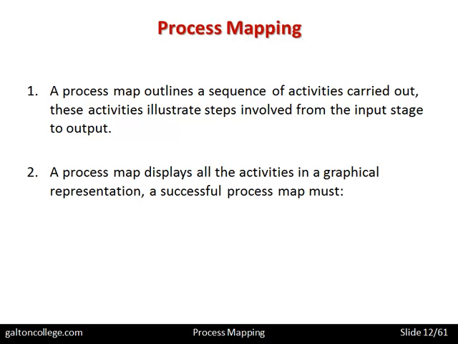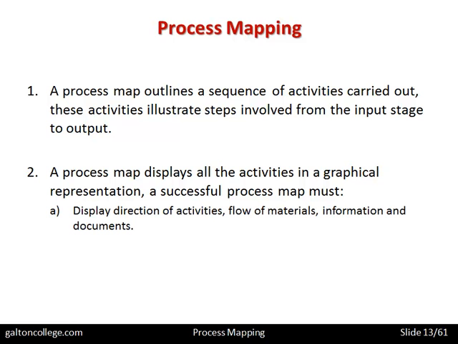A process map displays all of the activities in a graphical representation, and a successful process map must display directions of activities, flow of materials, information and documents. So a process map, generally speaking, is a graphical representation. It's a picture of what's involved in a particular process, and it shows the direction of the activities, moving from one activity to the next.